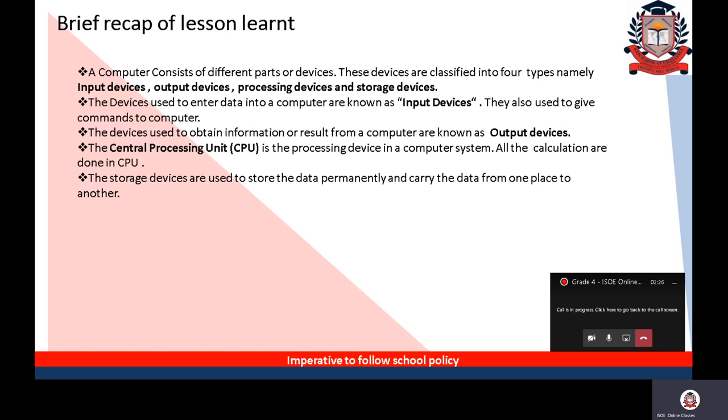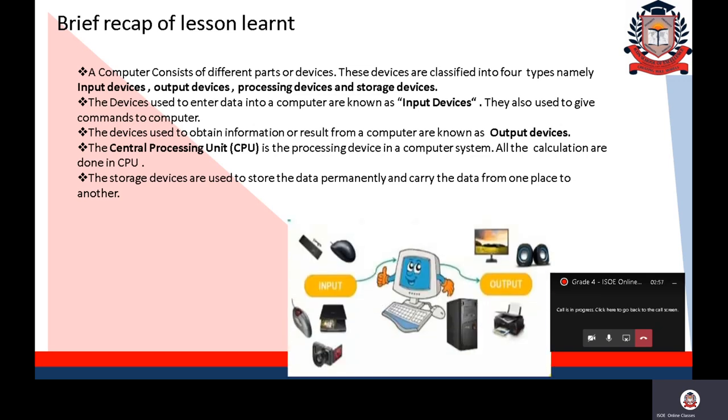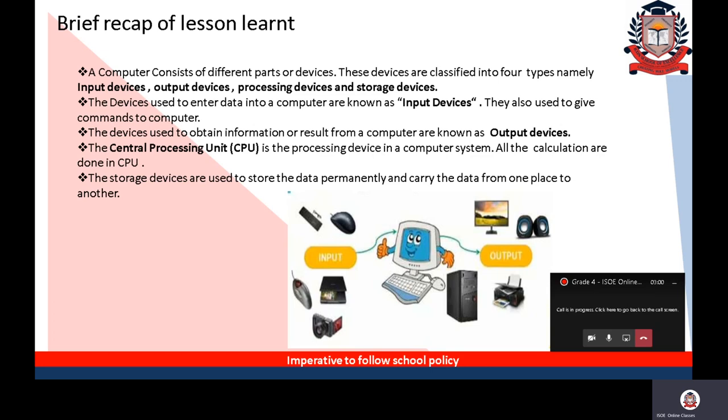What did I say? Result. Result means, after you have done your exam, it is the finished output. Your results have come. That is a result, so it is the same meaning. Output devices. The central processing unit, CPU, is the processing device in a computer system. All calculations are done in the CPU. That's why the CPU is known as the brain of the computer. Remember, right? Very good. The storage devices are used to store the data permanently and carry the data from one place to another place.